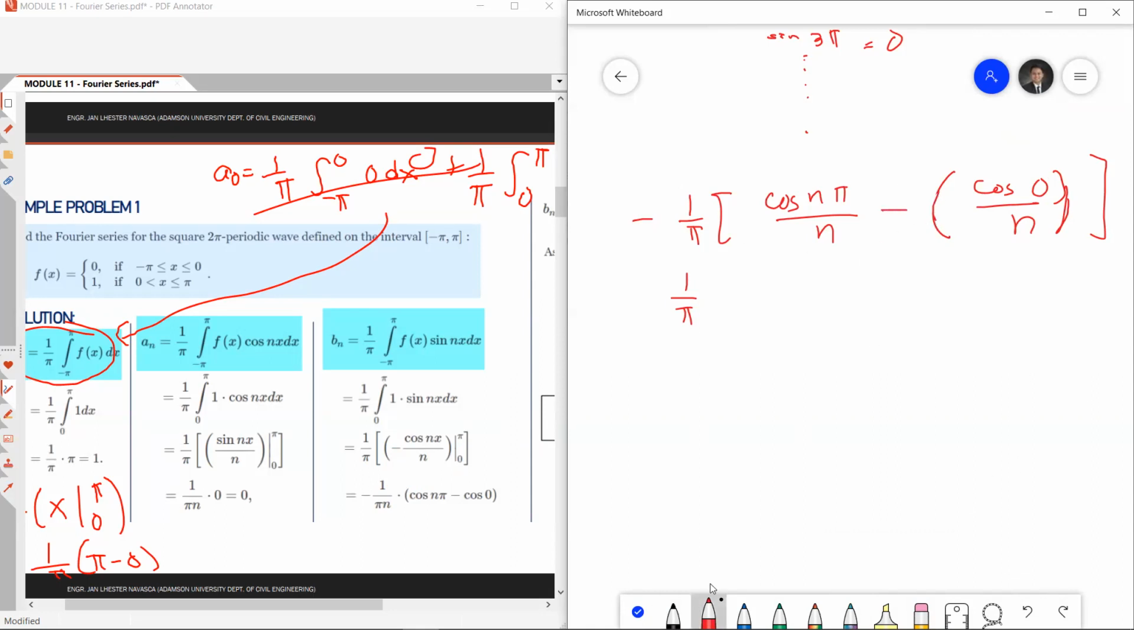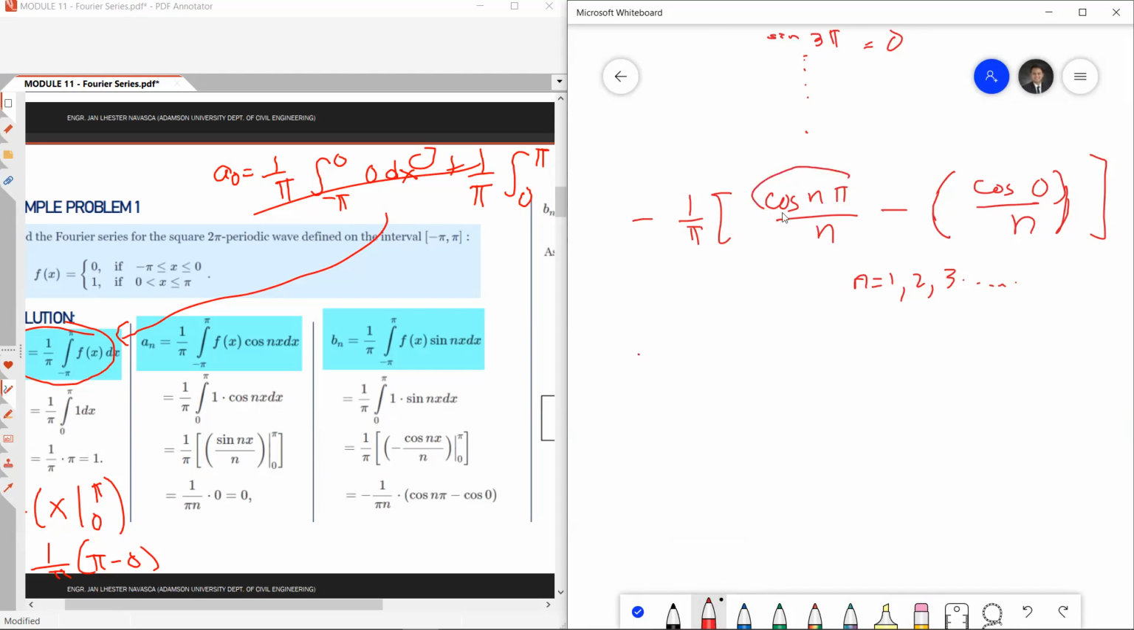Substituting, what is cosine 0? Before we start, our n is 1, 2, 3, and so on. What is the value of cosine 0? The value of cosine 0 is 1. Is that right? The value of cosine 0 is 1. So therefore, this will always be 1 over n. Whatever n is below, if n equals 1, it's 1, if n equals 3, it's 1 over 3. So therefore, this one is 1 over n.